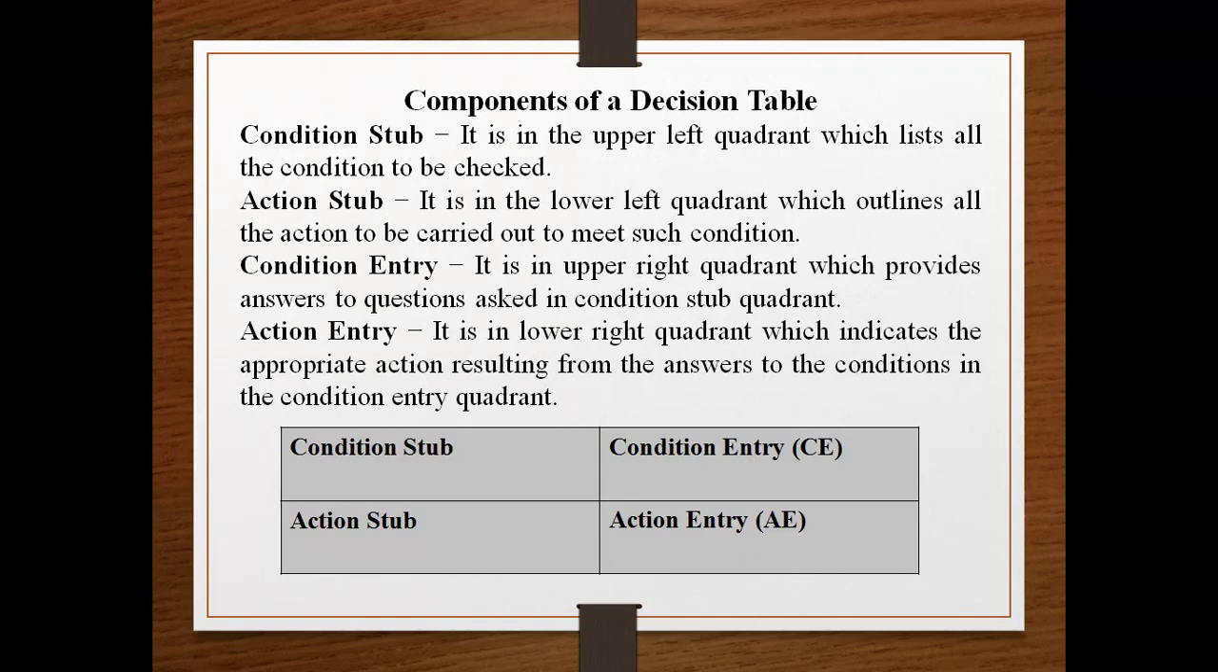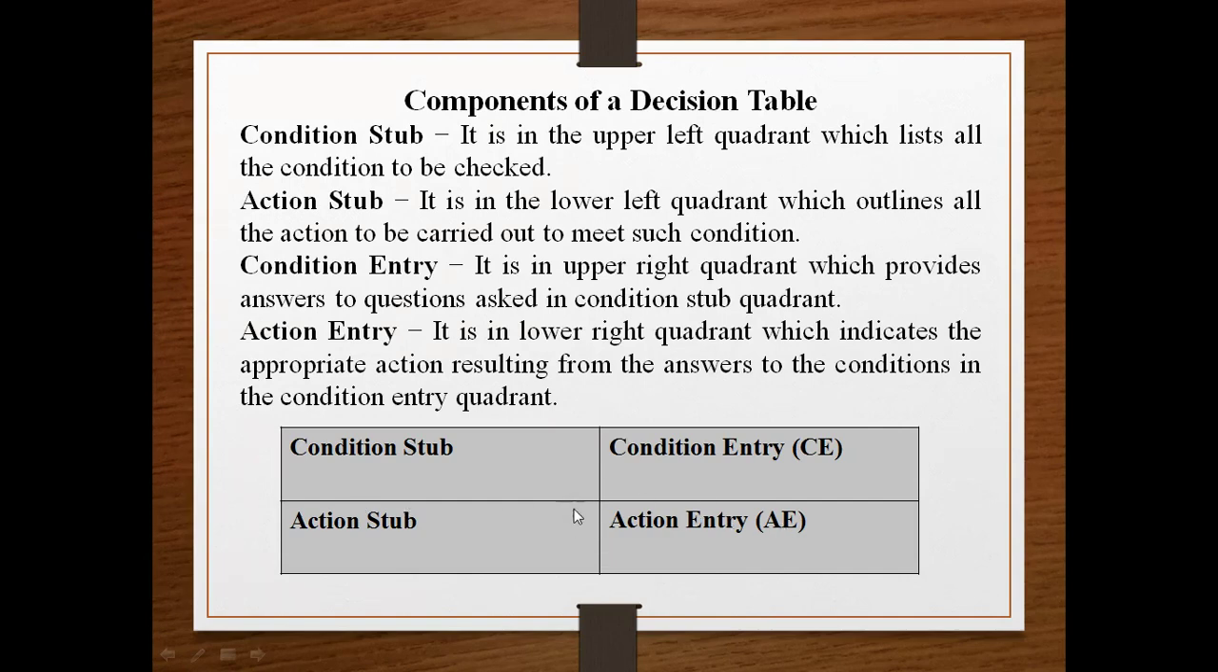Now there are components of decision table. So it is divided into 4 components. One is condition stub, other is action stub, condition entry and action entry. So let's see with the diagram. This is divided into 4 quadrants, you can say. So first, the left side quadrant or upper left quadrant. See, this is a quadrant, okay?